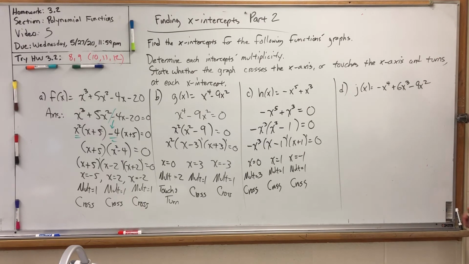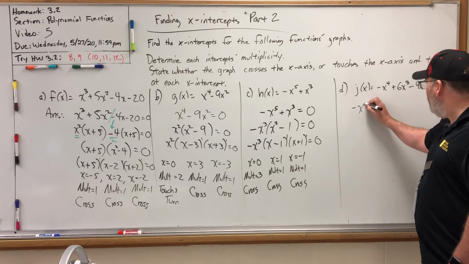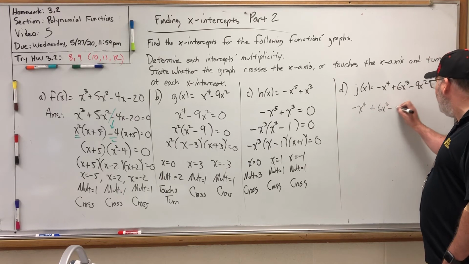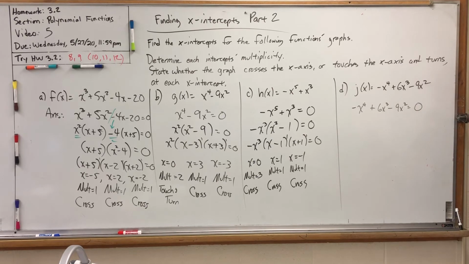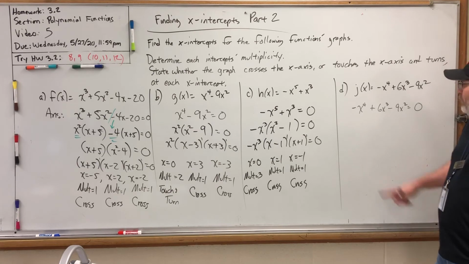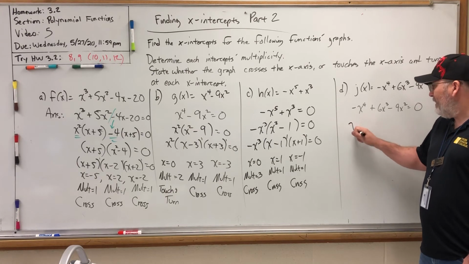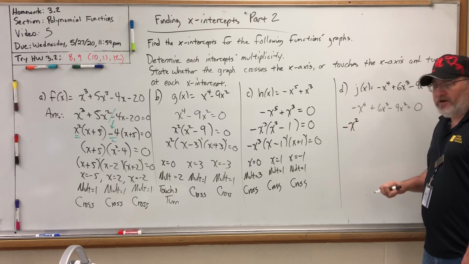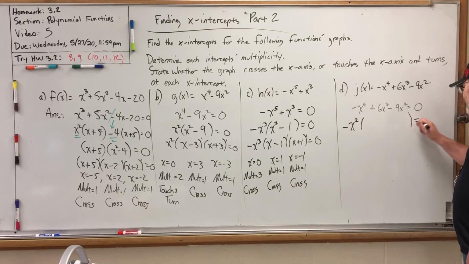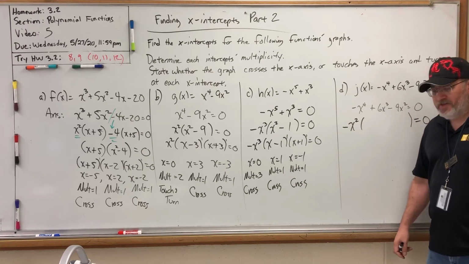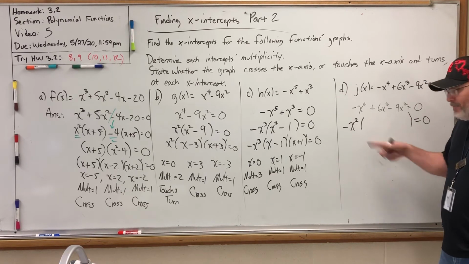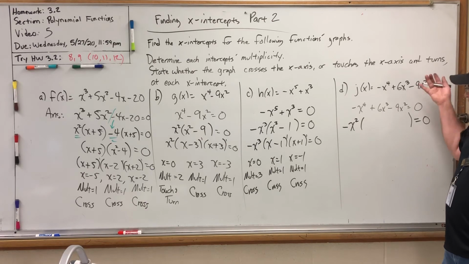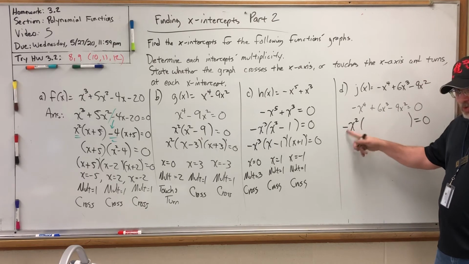For this last one, if we solve negative x to the 4th plus 6x to the 3rd minus 9x squared equals 0, there is a greatest common factor. Everybody has an x squared embedded inside of it, but just like the previous example, because the leading term is negative, when I factor out my GCF, I'm going to factor out the negative with it. I've just learned from experience that factoring things is better when they don't have a negative in front of them. So pull the negative off so it's not in the front anymore.